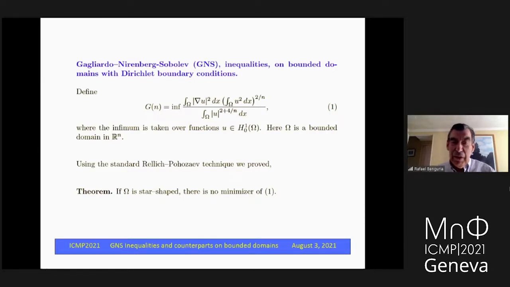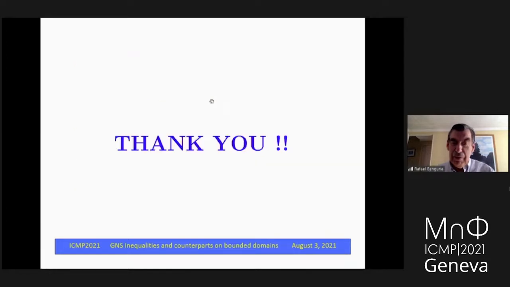You can also perturb this problem with a linear perturbation, and you can generate something similar to the Brezis-Nirenberg problem for the whole class of solutions here. And this is what we're working on now. So thank you very much. I think I am right on time.